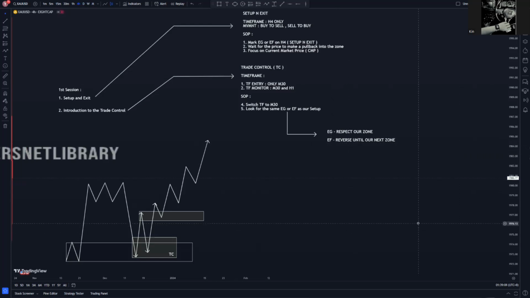Can you show on the chart how the price can create EF without EG? Yeah, if we can find one, then we will.